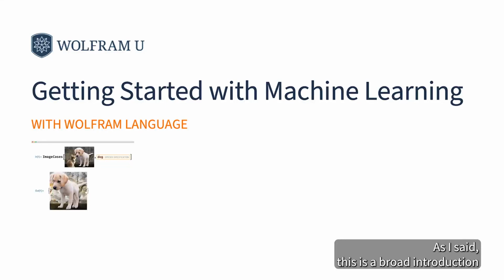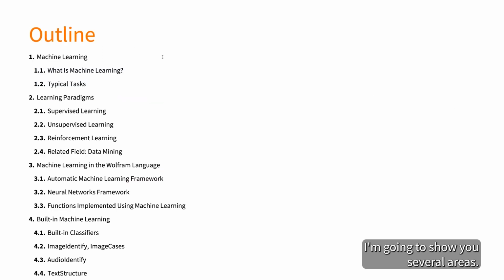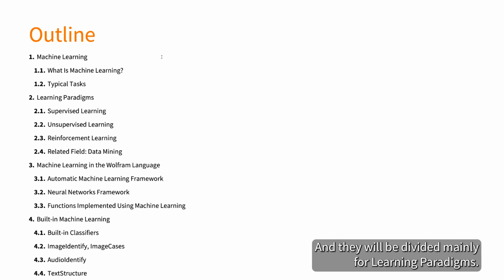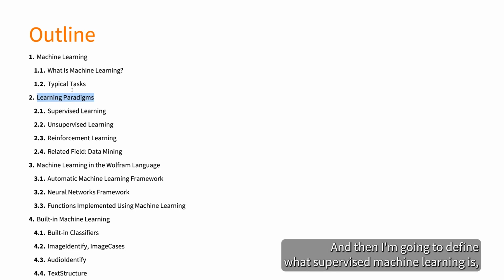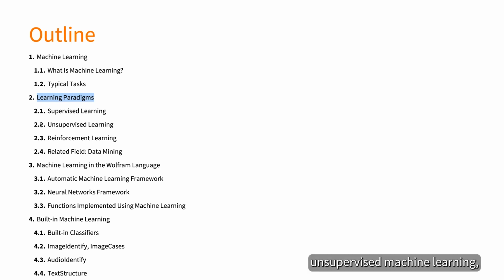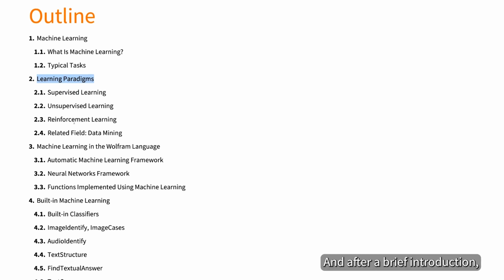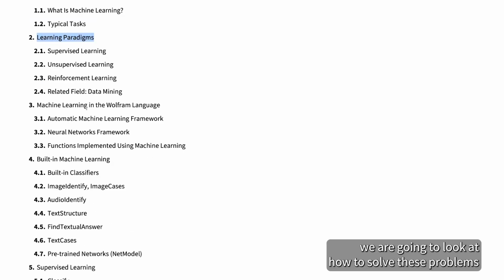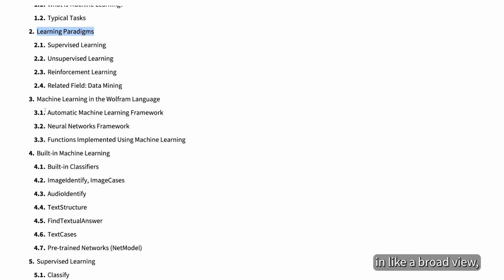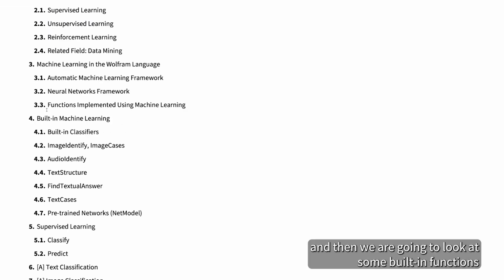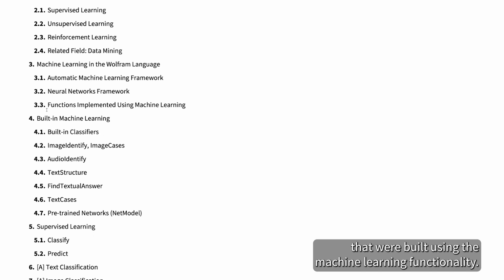As I said, this is a broad introduction to what we can do with machine learning in the language. I'm going to show you several areas, and they will be divided mainly by learning paradigms. And then I'm going to define what supervised machine learning is, unsupervised machine learning, what the problems are and what the solutions are. And after a brief introduction, we are going to look at how to solve these problems in the Wolfram language in a broad view. And then we are going to look at some built-in functions that were built using the machine learning functionality. And after that, we go in depth on each method.